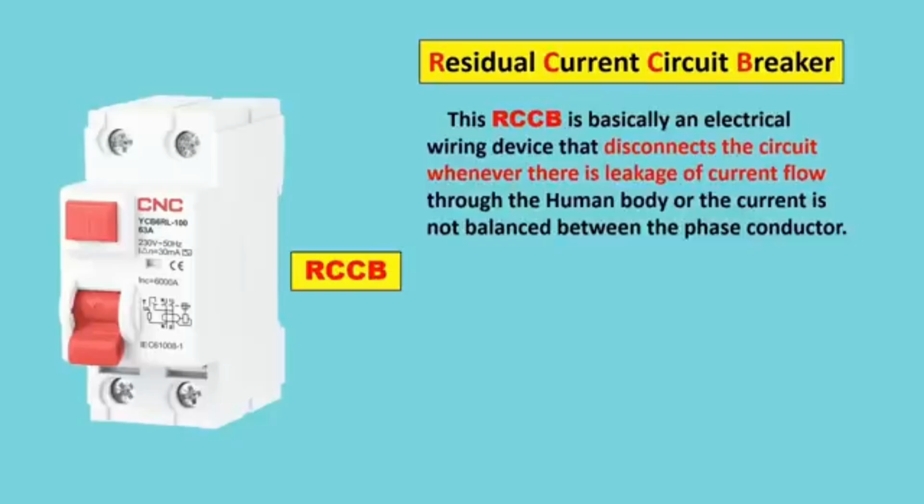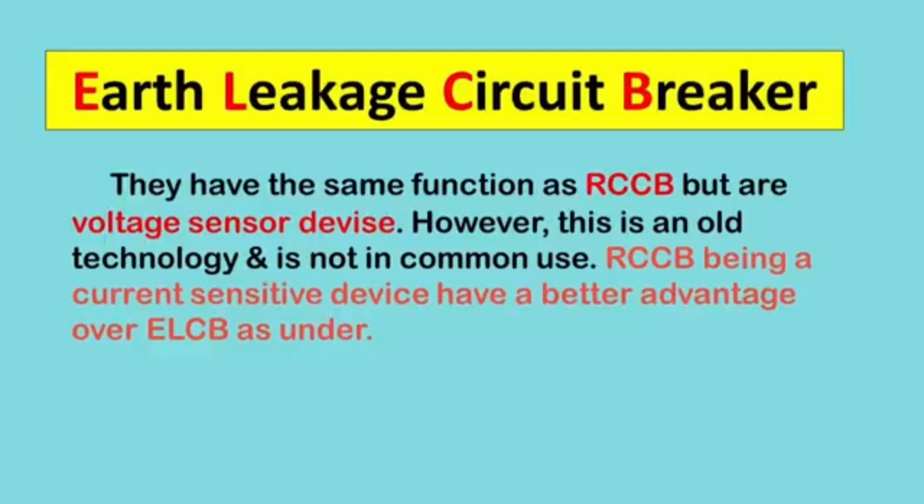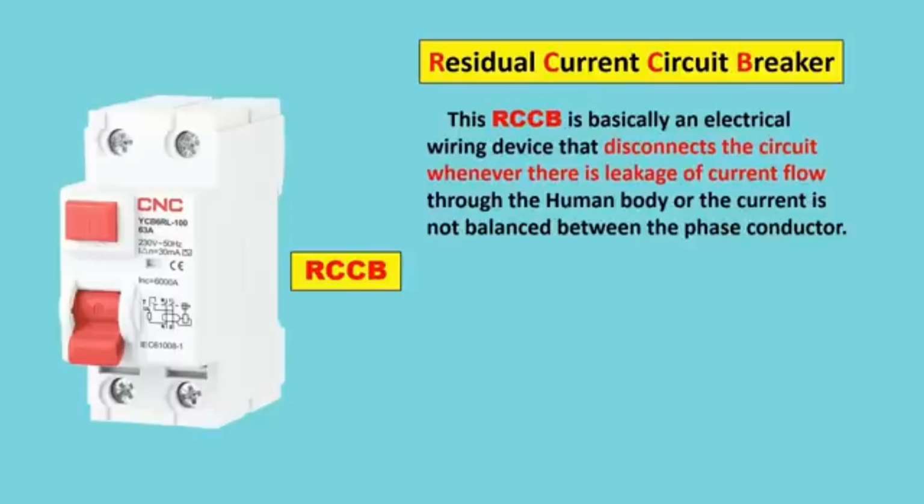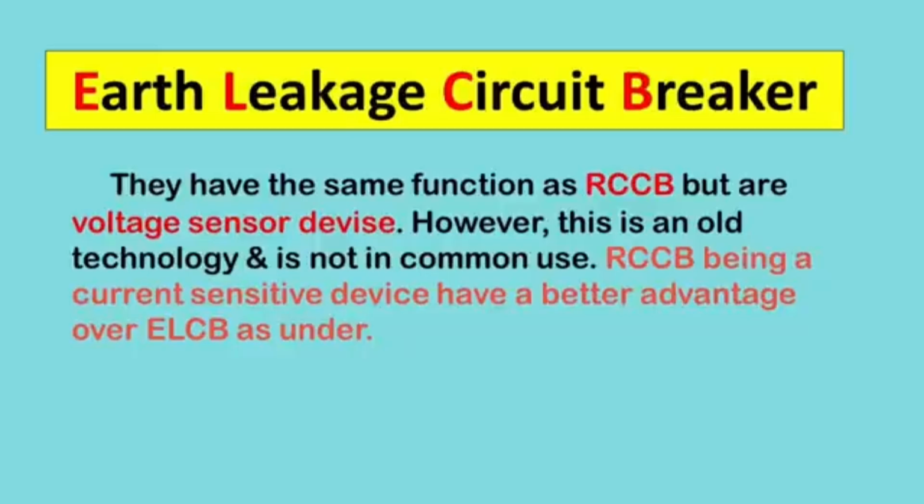Okay, let's move on to our next device, that is ELCB. Full form of ELCB is earth leakage circuit breaker. Working of this circuit breaker is same as RCCB, that is to protect you from electrical shocks. Now you will think that RCCB is providing protection from electrical shocks and ELCB is also providing protection from electrical shocks. Then what is the difference? Friends, I am going to tell you two differences between RCCB and ELCB. Then your doubt will be clear.